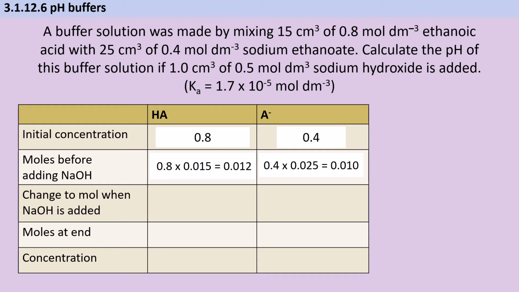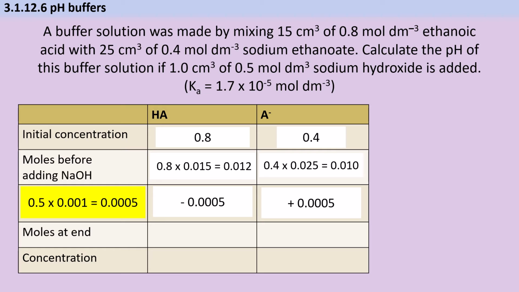Again, I'm going to use concentration times volume. So I've only got 1 centimetre cubed of sodium hydroxide. So 0.5 times 0.001, because of course this needs to be in decimetres cubed, and that gives me 0.0005 moles of sodium hydroxide. So that's the number of moles that we're going to see decreasing for the ethanoic acid, and the number that is going to be increasing for the anions. So now I can put those together with the previous line of my table to work out how many moles are left at the end.